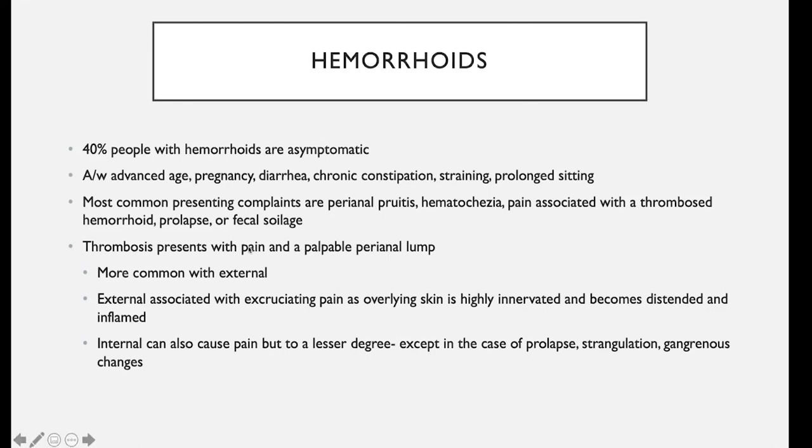Thrombosis presents with pain and a palpable perianal lump. Thrombosis is more common with external hemorrhoids than internal hemorrhoids. And then external hemorrhoids are associated with excruciating pain overlying the skin, as again, it's somatically innervated. And then internal hemorrhoids also can cause pain, but usually to a lesser degree when they are prolapsed, strangulated, or have any gangrenous changes from strangulation.